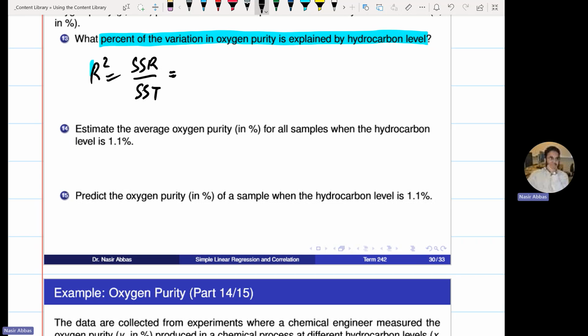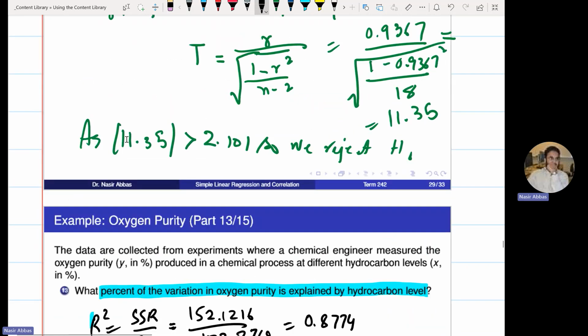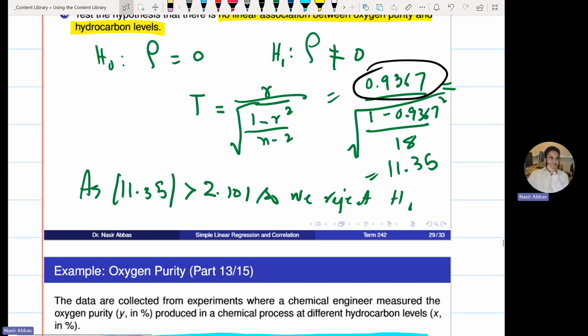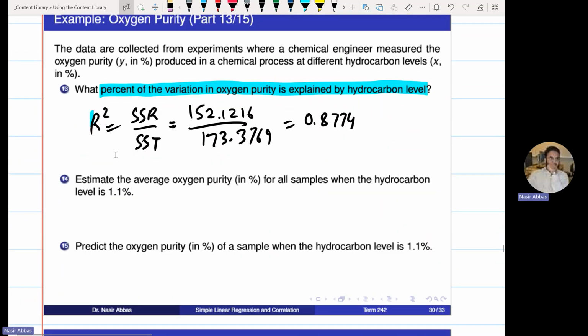And they are 152.1216 divided by 173.3769, and it comes out to be 0.8774, which is actually the square of this number, 0.9367, exactly the square of this number. So what will you say interpretation? 87.7% of the variation in oxygen purity is explained by hydrocarbon level. The remaining 13% goes to the error.